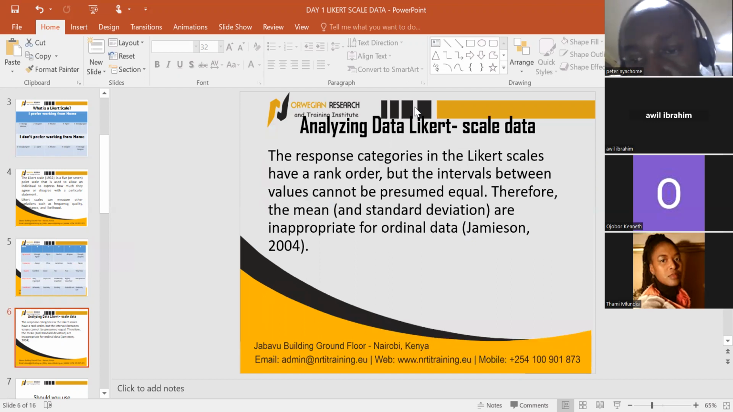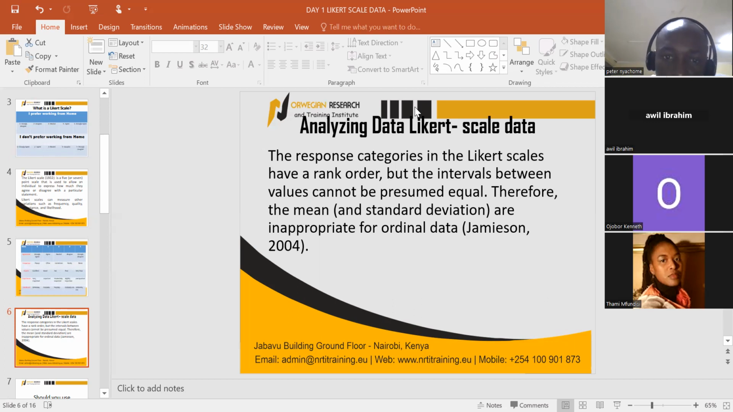Good. I was just talking about how we analyze. So I'm giving a quotation from Jamieson, 2004. Actually, I've given all the citations necessary to support what we are discussing today. Now, the response categories in Likert scales have a rank order. That is the rule: the responses are ranked, but the intervals between values cannot be presumed to be equal. Therefore, the mean and standard deviation for Likert scale data is inappropriate for all ordinal data. This is Jamieson talking, 2004. He is telling us that whenever you have a Likert scale response, don't analyze it using mean and standard deviation. Just use mode and median as the best way to present your data.